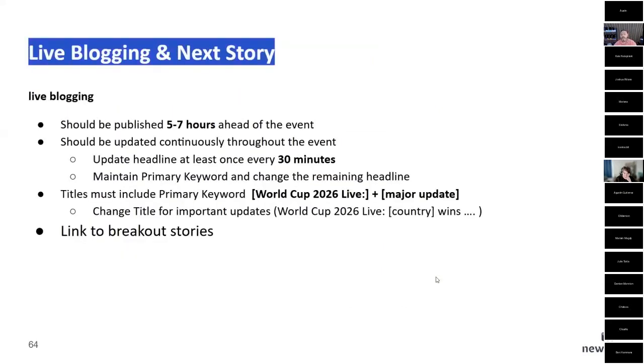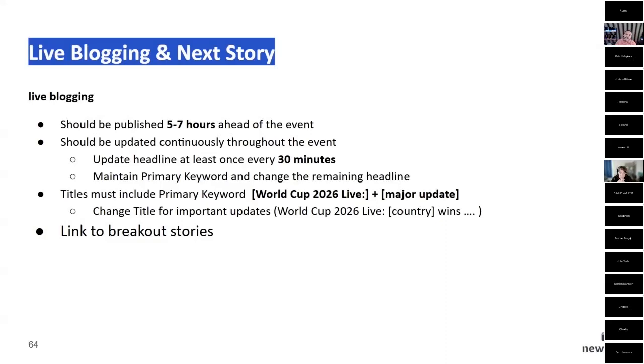For live blogging, you should start your live blogging on a specific thing, event, incident, whatever, at least 5 to 7 hours ahead. If there's a big Mexico US game and you're doing live blogging for it, start 3-4 hours ahead of time. And then the minimum, I would say, update every 30 minutes. And your headline needs to have the most important entities in the beginning, World Cup 2026 live. And then the second part of the headline is the latest major update. You know, this player got kicked out, drama in the field, they win. So this is the format, and keep adding the new stuff on the top of the article.